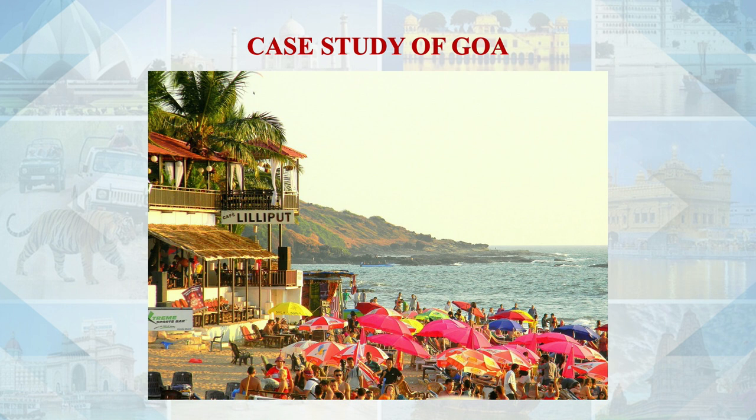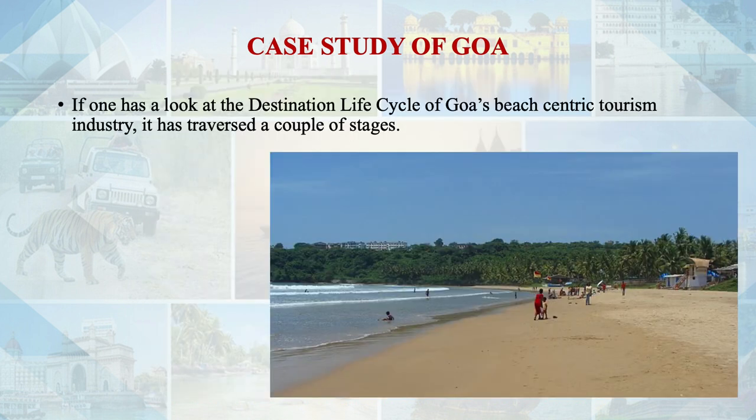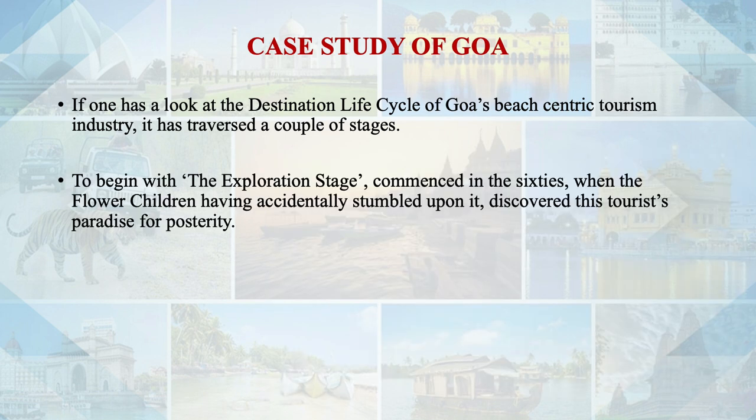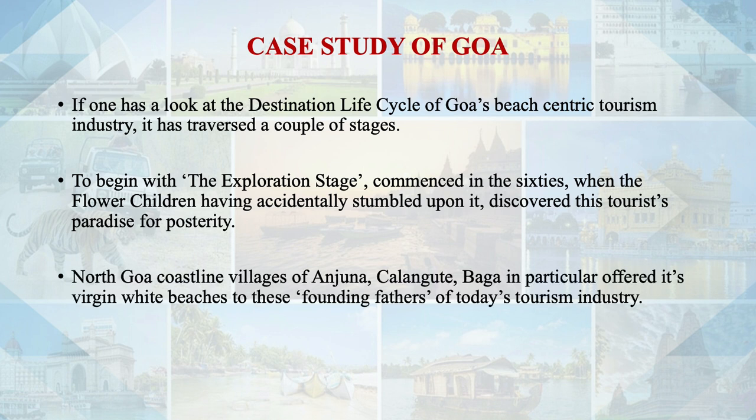Dear learners, now let's have a look at a national case study of Goa. If one has a look at the destination life cycle of Goa's beach-centric tourism industry, it has traversed a couple of stages. To begin with, the exploration stage commenced in the 60s when the flower children, having accidentally stumbled upon it, discovered a tourist's paradise for posterity. The North Goa coastline villages of Anjuna, Calangute, and Baga in particular offered their virgin white beaches to those founding fathers of today's tourism industry.